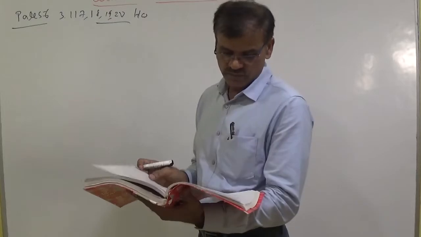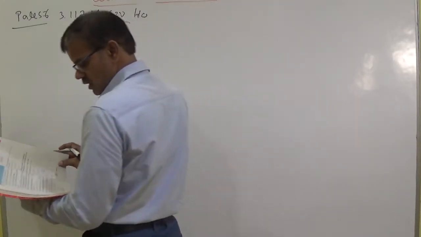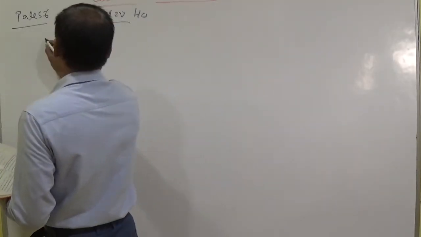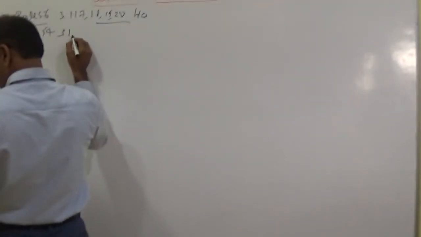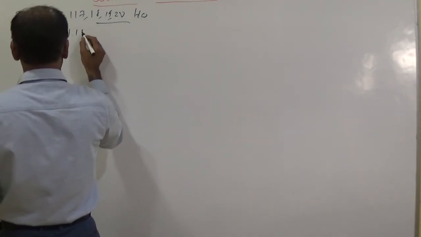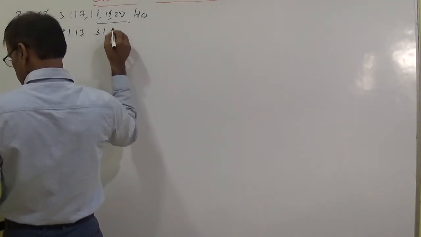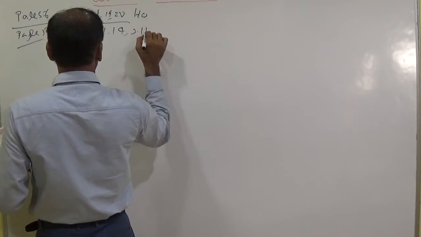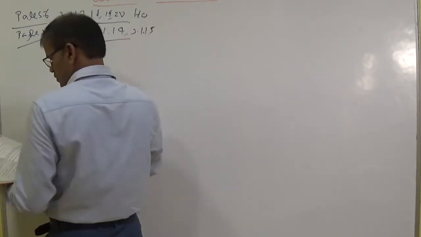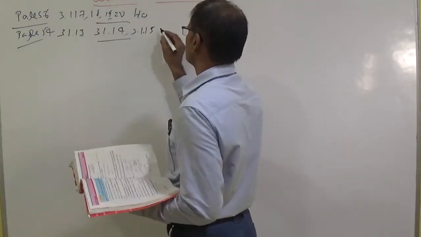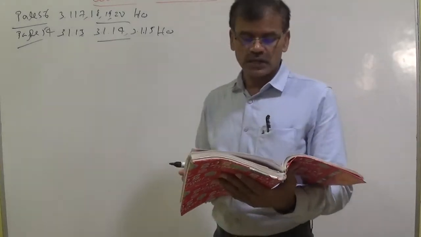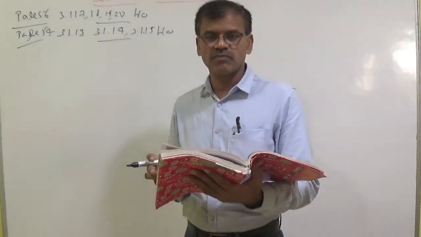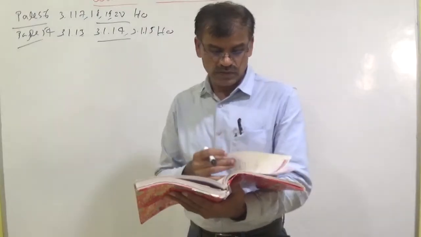Try yourself. In a similar way, page 54, 3.1.13, 3.1.14, 3.1.15 are also homework. Try yourself. You will understand 3.1.15 on page number 55. If you have any doubt, you can ask me.